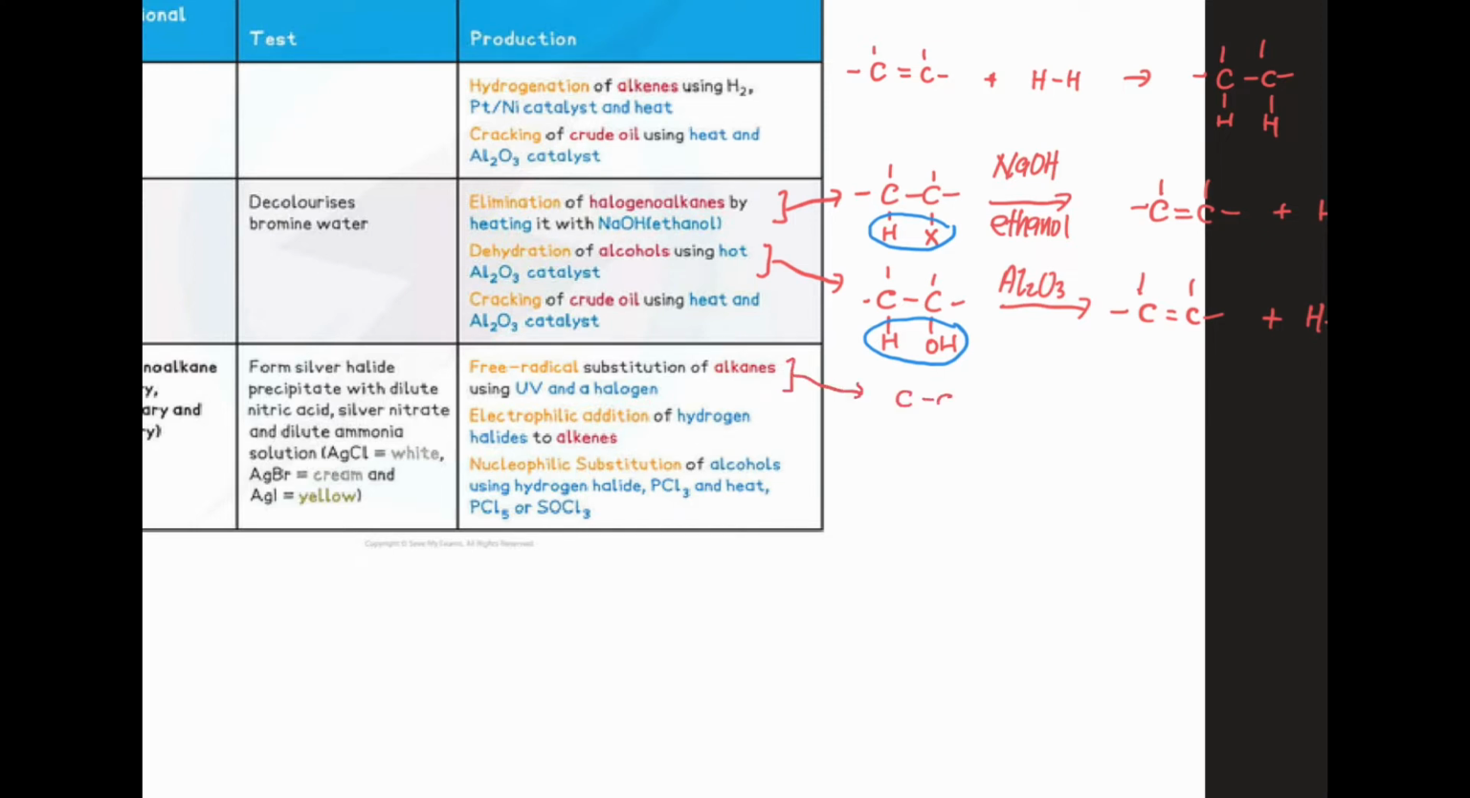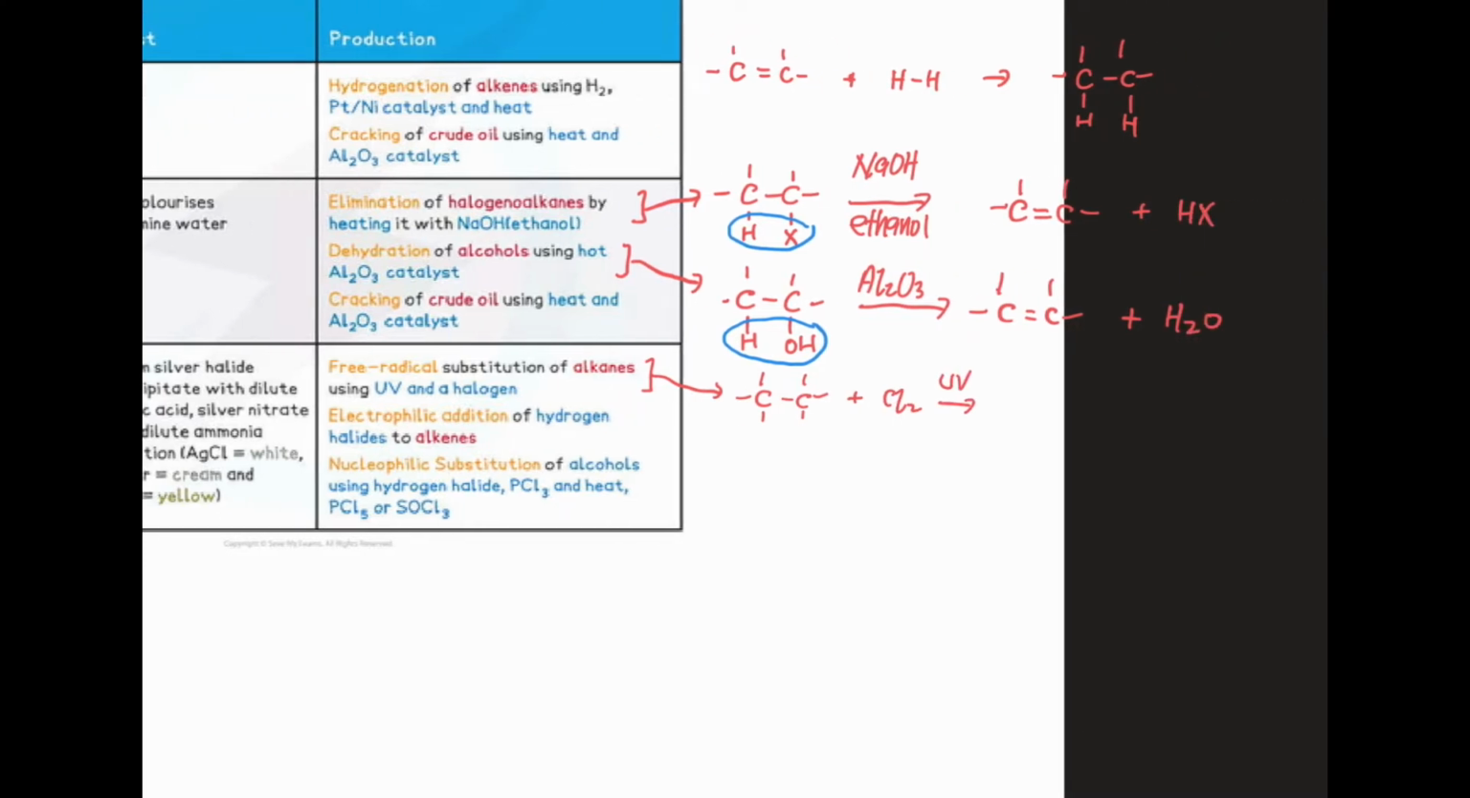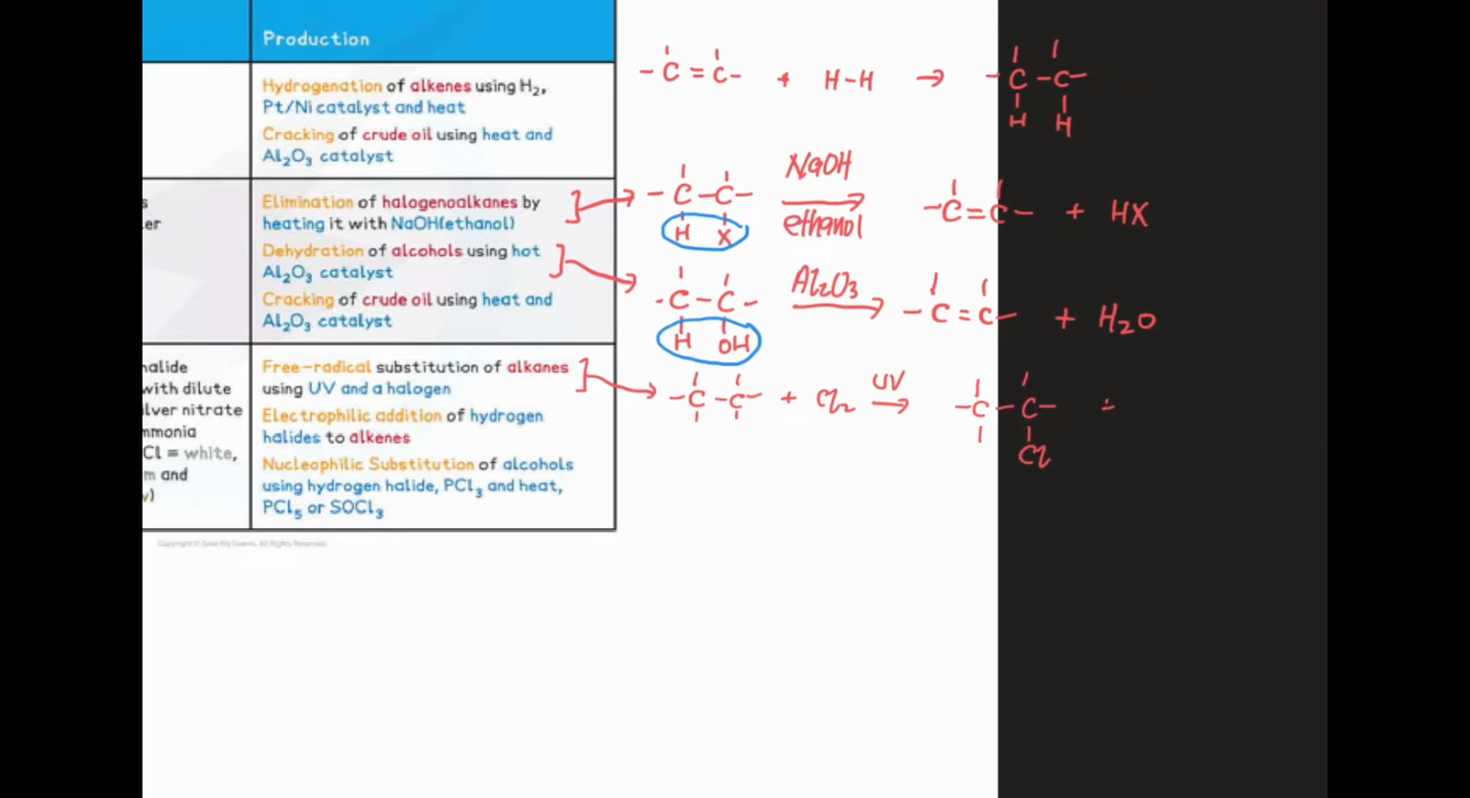Let's say you have an alkane, where everywhere here are hydrogens. Then you add chlorine under UV light. So one of the chlorines will go and substitute the hydrogen. Let's say they substitute here, and then it becomes a halogenoalkane, or chloroalkane for our case here.